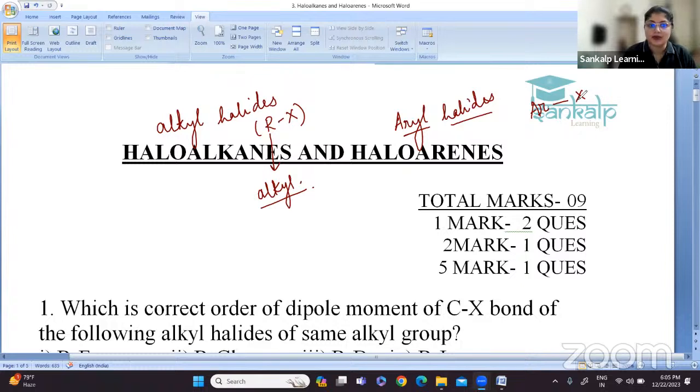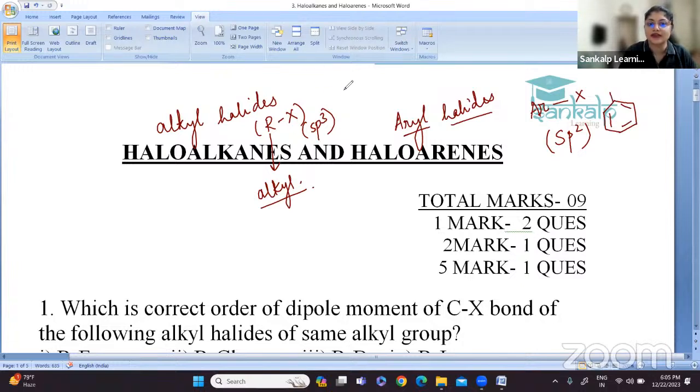In aryl halides, the halogen atom is attached to an sp2 hybridized carbon. Just now I told you the meaning of sp3, sp2 and sp hybridized carbon. So how are these represented? Like this: benzene, and I'll take a halide.